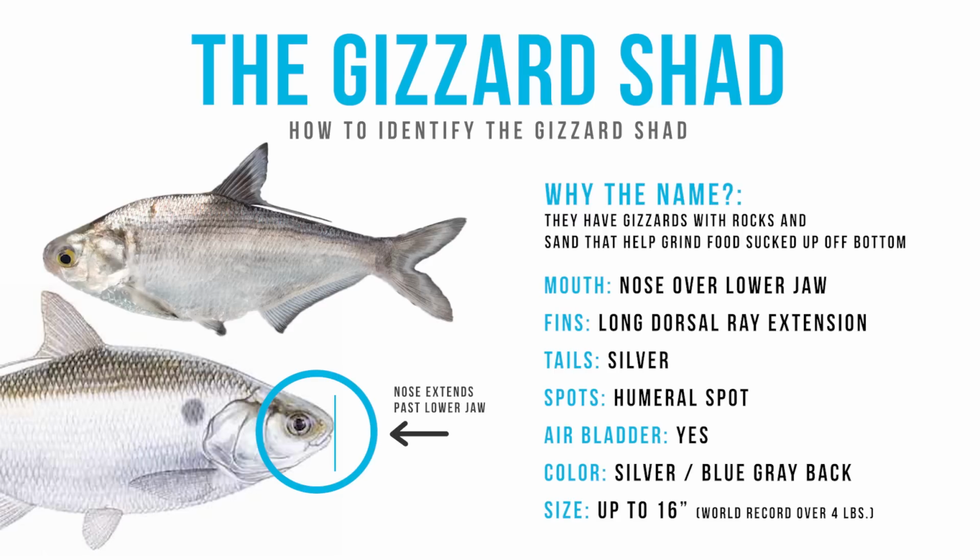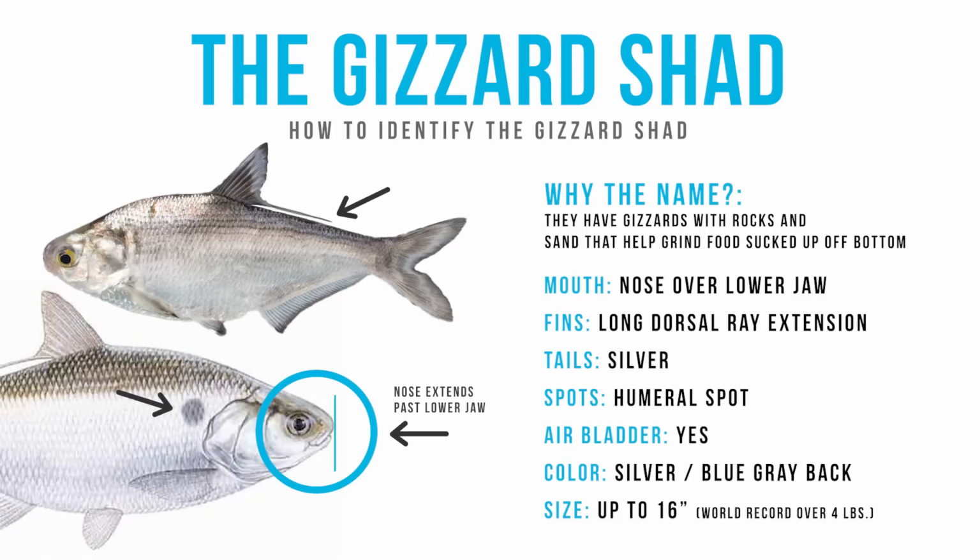They do have that long dorsal ray extension, which the threadfin has as well. I just wanted to point out that they both have those, so it's not a really good way to separate the two. Their tails are silver in color. They do have a spot on them, not as pronounced as the threadfin spot, but it is there. Here in this graphic, it's a little more pronounced than what's showing on the real shad. There is a small dot, but I think the threadfin's dot is a little more pronounced, though I think it also depends on the shad.